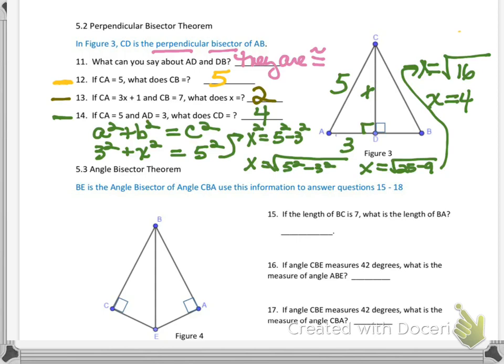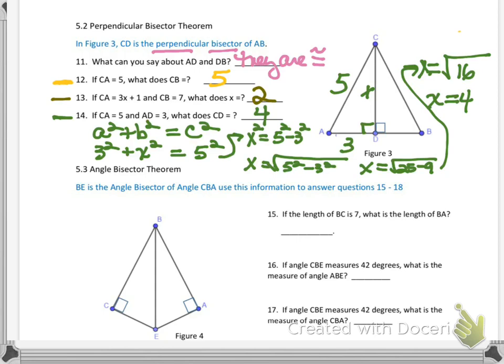Okay, we're going to go on to 5.3, but you may need to go back and look at your notes for 5.2 to make sure that you understand this question, because this question or something like it will appear on your final. 5.2 is an important section, just like 5.1 was an important section. You also have a Chapter 5 test and a Chapter 5 test review that you can use to study from for your final. Okay, 5.3 is the angle bisector theorem.